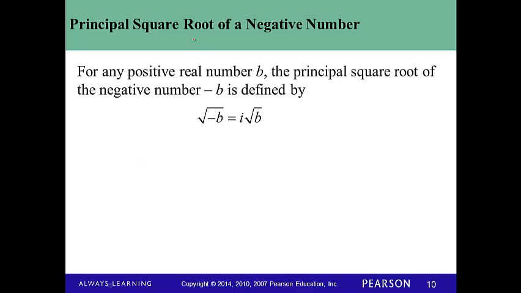Alright, so now the principal square root of a negative number. For any positive real number b, the principal square root of the negative number negative b is defined as i times the square root of b. So what they're saying is if you have a negative inside your square root, the negative disappears and an i on the outside appears.